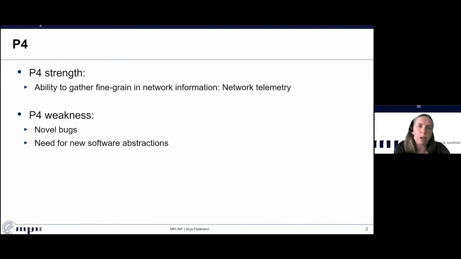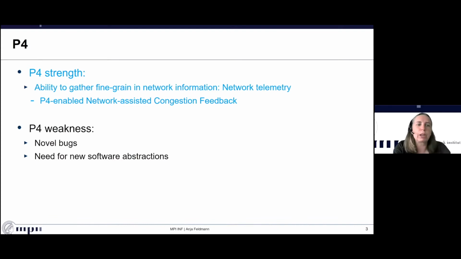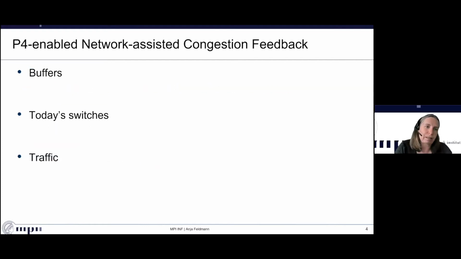And I basically want to use this talk to give you two examples of two projects that we are doing, one on the strength side and one on the weakness side. So let's get started. Network telemetry. And what I want to talk about is P4-enabled network-assisted congestion feedback. What do I mean by that?